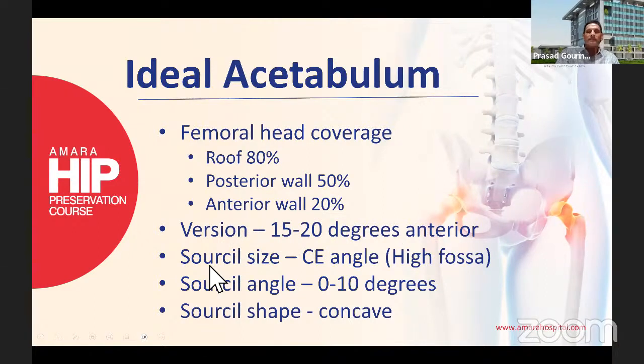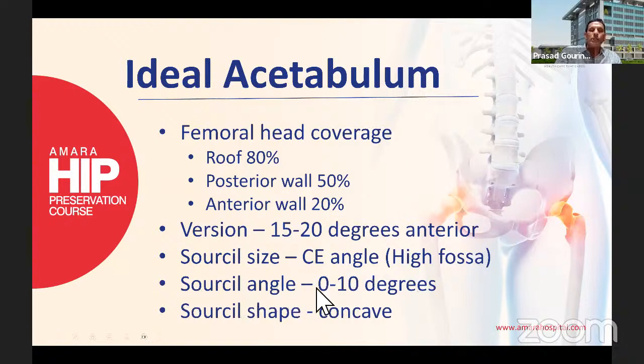The sourcil size, like I mentioned again, should be at least 30 degrees medial and 30 degrees lateral. So about a 60-degree arc is ideal. Anything more than that can be over coverage, and anything less than that can be inadequate sourcil size. And again, try to pay attention to a high acetabular fossa where the medial side is dysplastic. So the medial center is deficient, and that's a sign of medial dysplasia.